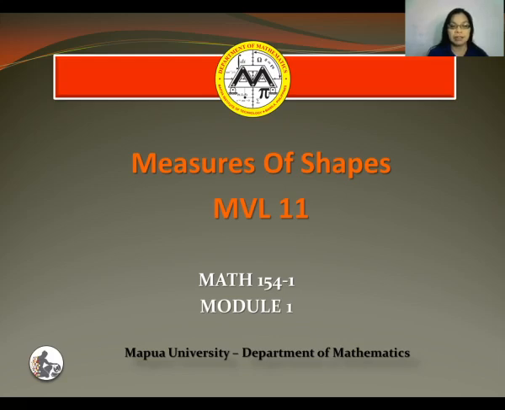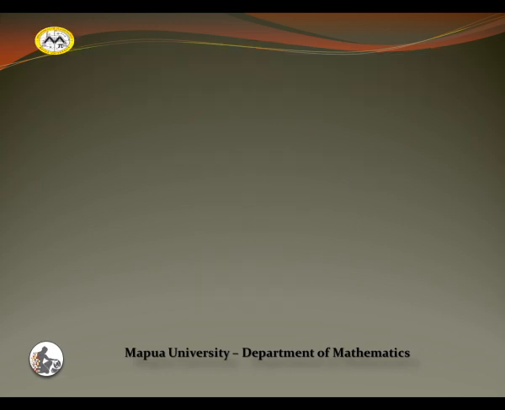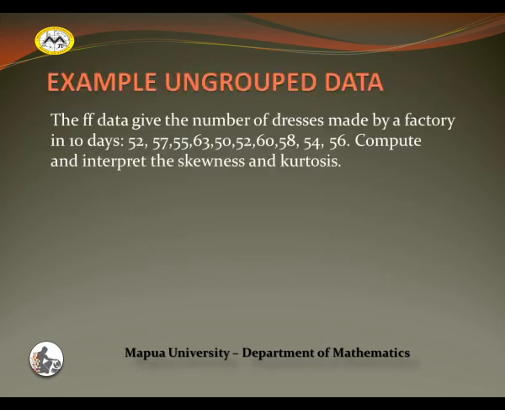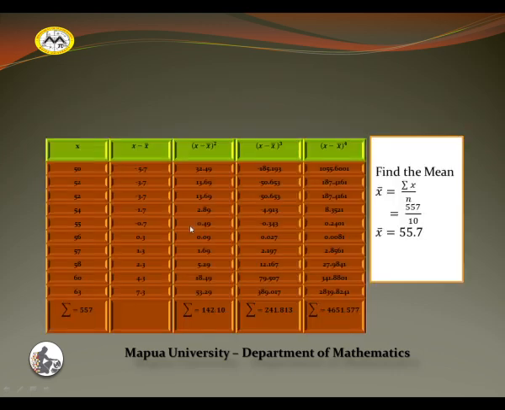Here we will have an example of measures of shapes for ungrouped data. We have to look for the skewness and kurtosis, and this is the given example: the following data give the number of dresses made by a factory in 10 days. Then we have to find the skewness and kurtosis and interpret the result. So much better to have a tabular solution.